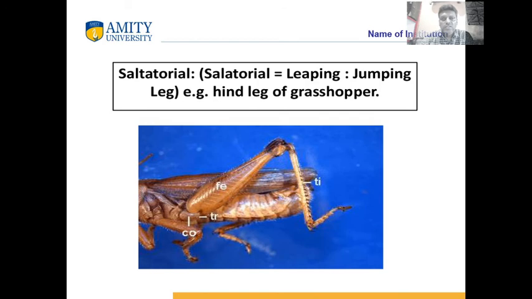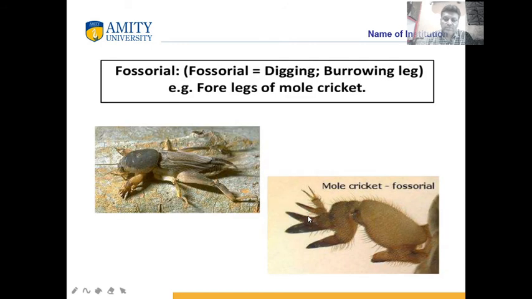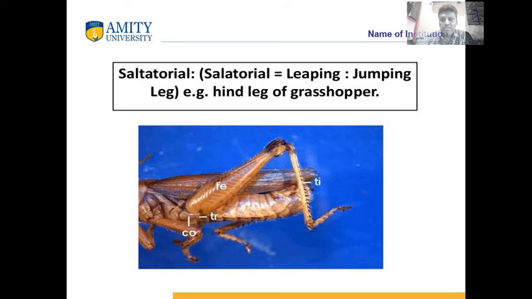Saltatorial or jumping type. You can see this is a grasshopper, the hind leg of a grasshopper. You can see a strong and thick femur, and a long and elongated tibia. They help in jumping. The long tibia and its extension help the body to jump.